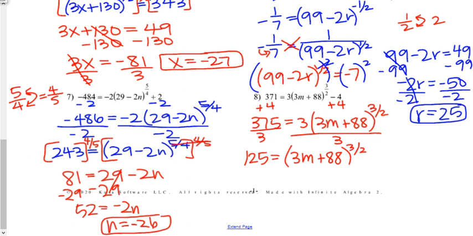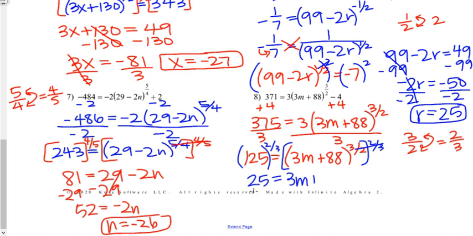Now I take 3 over 2, flip it upside down to get 2/3, and I'll take both sides to the power of 2/3. Cancels on the right. On the left side, 125 to the power of 2/3, I get 25 equals 3m plus 88. So we'll subtract 88 from both sides. We get negative 63 equals 3m. And I divide by 3. I get m equals negative 21.